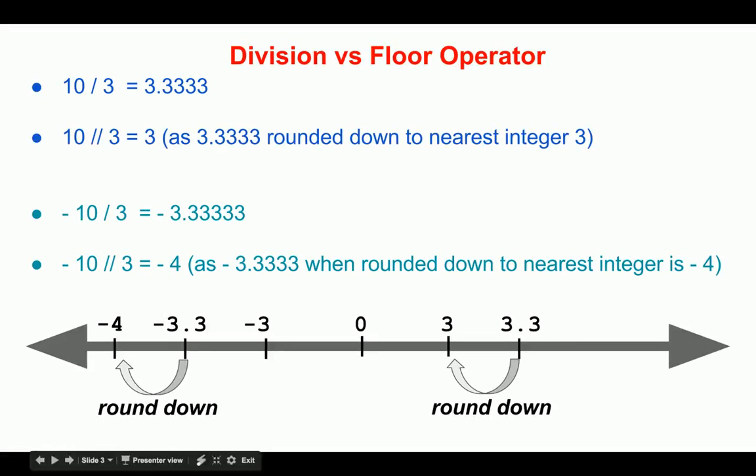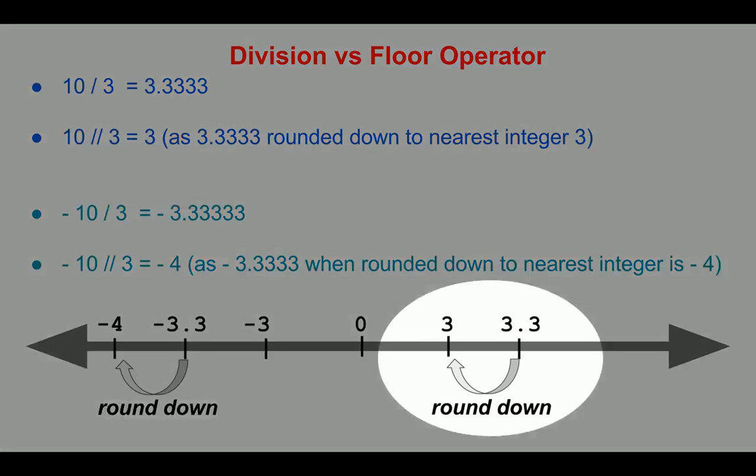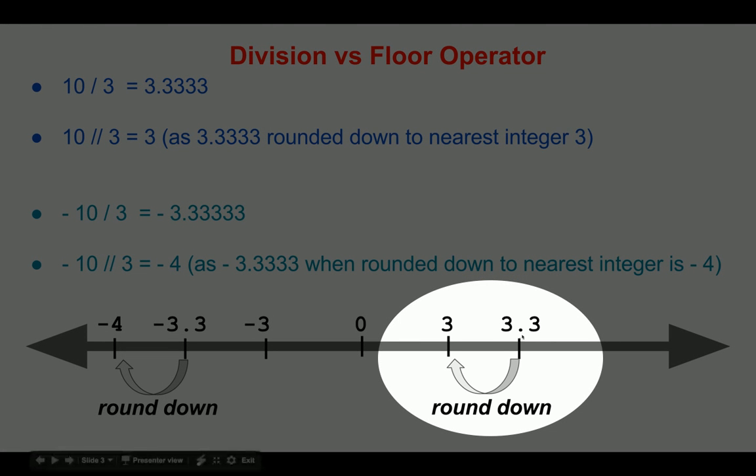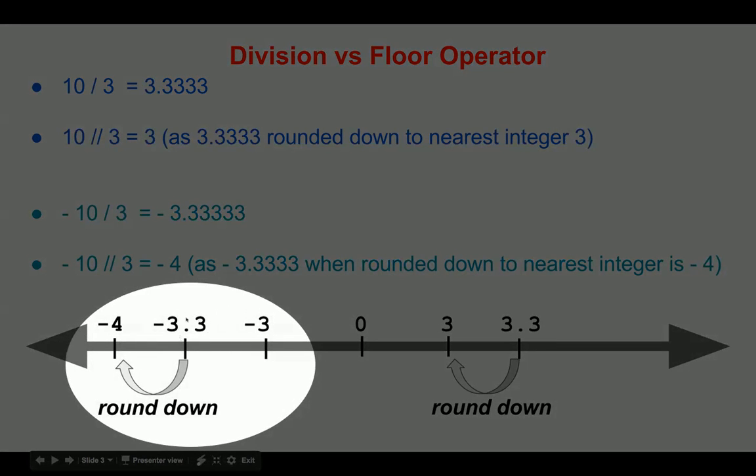Have you wondered why 10 floor operator 3 is 3? On the other hand, minus 10 floor operator 3 is minus 4. The reason is quite simple. When you use the floor operator, it rounds down the result to the nearest lower integer. For 3.3, the integer is 3. On the other hand, for minus 3.3, the result is not minus 3, it's minus 4.